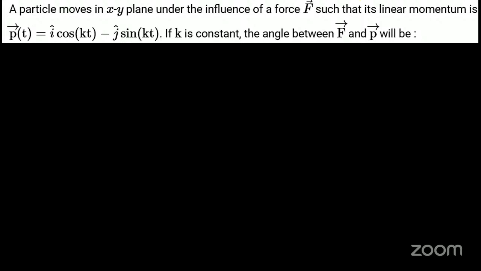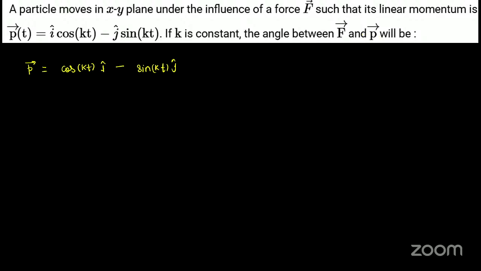pt. Look, here the linear momentum vector is given to you. P vector is cos kt. I'll simplify it for you: cos kt i cap minus sin kt j cap. This is the momentum vector. If k is constant, the angle between F vector and P vector will be.